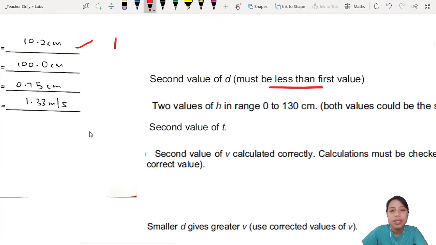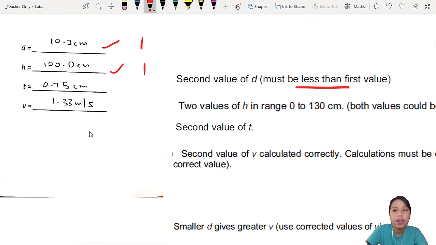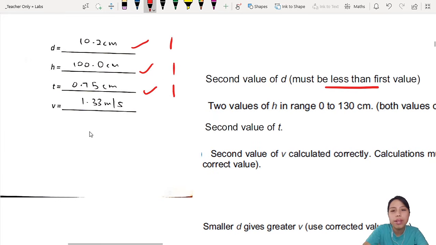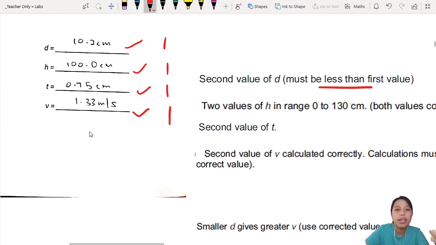2 values of H. Previously you choose 100. Now also 100. Okay lah, can lah. Second value of T. Yes, you did do a second value of T. Second value of V. Calculate correctly. Okay, I assume you calculate correctly. Done. So this one is like 3 marks. As long as you do, okay already one.